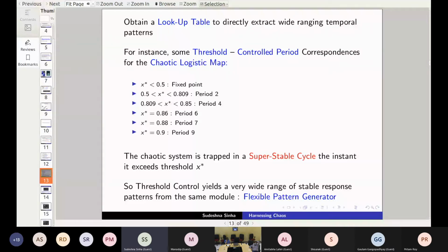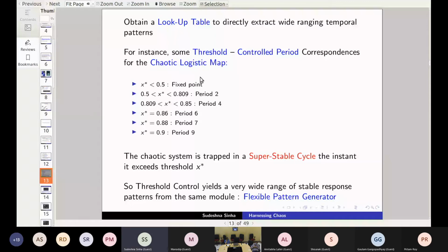Now, this particular set here I've put is for the chaotic logistic map, which I showed you, which was a mess. But as I put different thresholds, I can get the chaotic map to be something else. So either it's a fixed point, if I put threshold less than half, if it's between half and 0.809, it's period two, that is, it just goes x1, x2, x1, x2, or it becomes period four, which cycles over four values, six, seven, nine. This is a long table of literally every periodicity which one can get analytically.